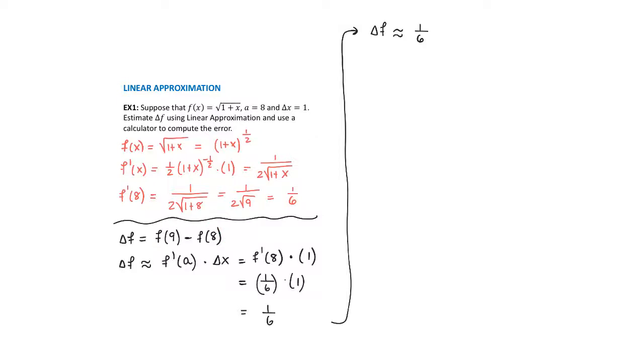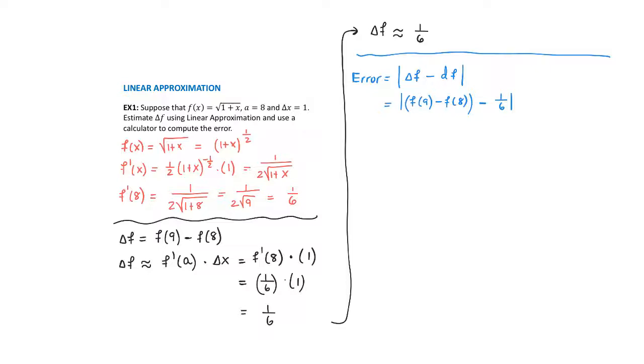But the whole point is to be efficient and to use the derivative to do that approximation. Now the question is asking us to compute the error that is involved here in the approximation. We already said that the error is equal to the absolute value of the actual change in f minus the linear approximation. The actual change is equal to f of 9 minus f of 8. I'm going to put that difference in brackets, minus the approximation, which is 1/6.